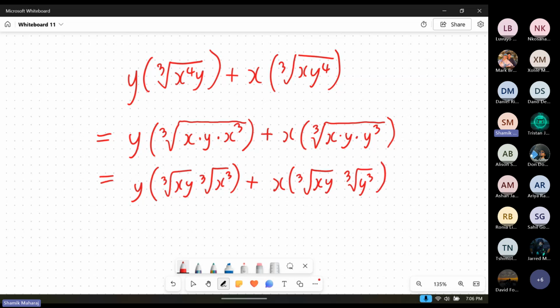Now that's quite nice because these are going to simplify nicely. But before I simplify anything, let me pull out what's common. That is the cube root of xy, and I'll leave here what's left as a y on the outside, and then we've got a cube root of x cubed, which we can simplify. What's left on the right after I pull that out is just x, and then the cube root of y cubed.